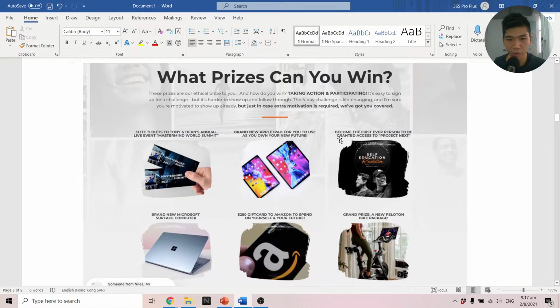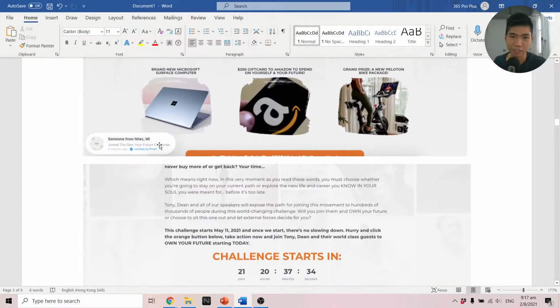Now Tony Robbins obviously has some crazy prizes, but you don't need to follow this type of thing. What you can do is give away maybe a PDF, template, cheat sheet, slide file, or give away some of your online courses. You don't need to give away an iPad, this type of thing, right?